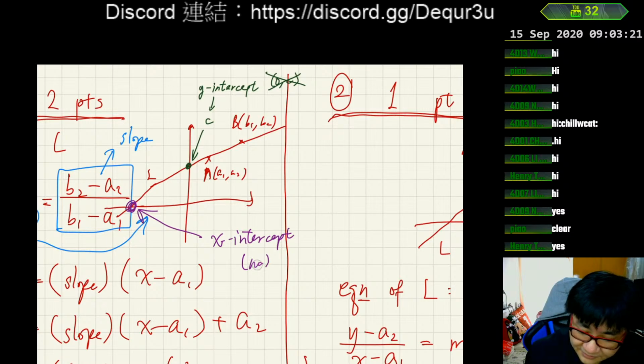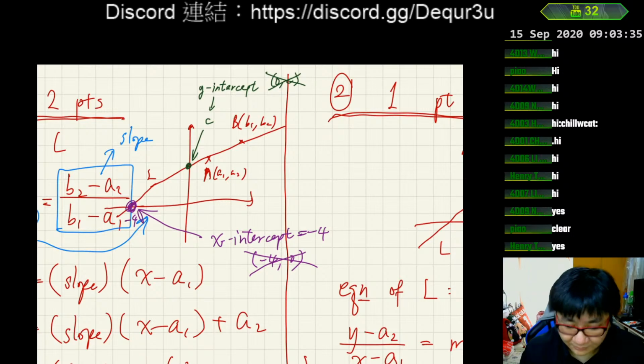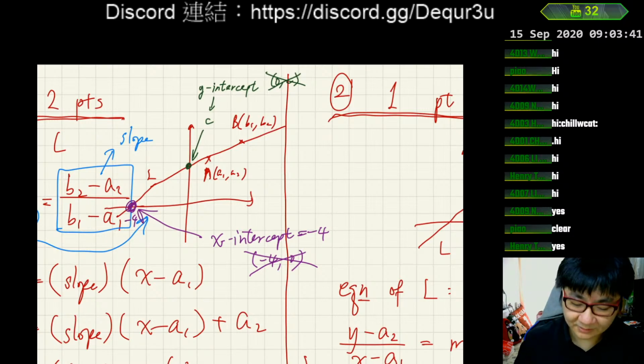Okay, it's a number, it's not a point. For example, I call the position where it cuts, maybe I just make it up, it's -4. Then the x-intercept is -4, and don't say -4, 0. Although the point is (-4, 0), when we say the x-intercept, we just want the number. So this is the part to be careful.